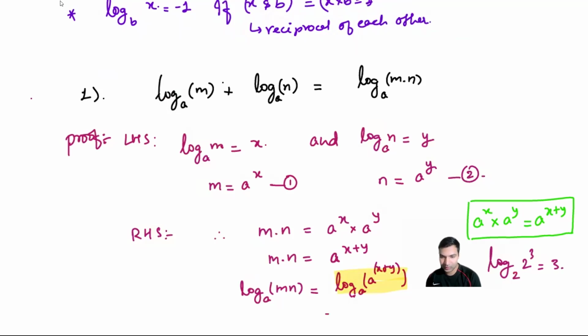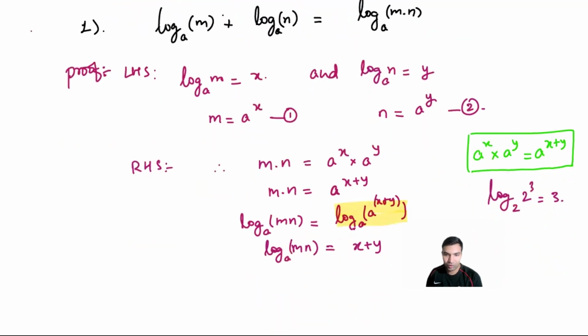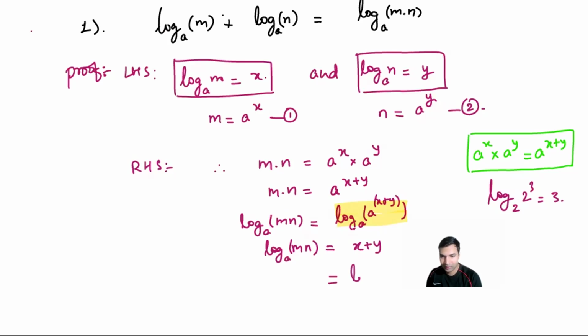So the answer over here is what? X plus y. So we got log of m times n to the base a as x plus y, isn't it? Now, what is x and y? X and y we have already assumed in the first case, the LHS part, that x is what? I can replace it back. Log of m to the base a plus y is log of n to the base a. And henceforth we have proved it, isn't it? This is what the proof is.